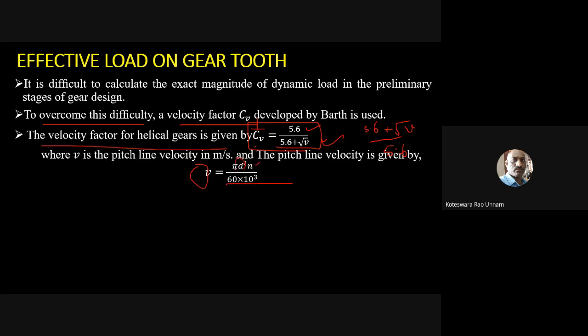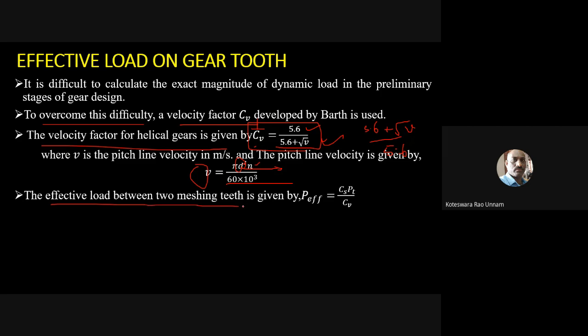So here this d dash is nothing but again the pitch circle diameter of the virtual spur gear. So you need to remember that point, or you need to make a note of that. We are not using the pitch circle diameter of the helical gear. We are using the pitch circle diameter of the virtual spur gear. So that is the important point.